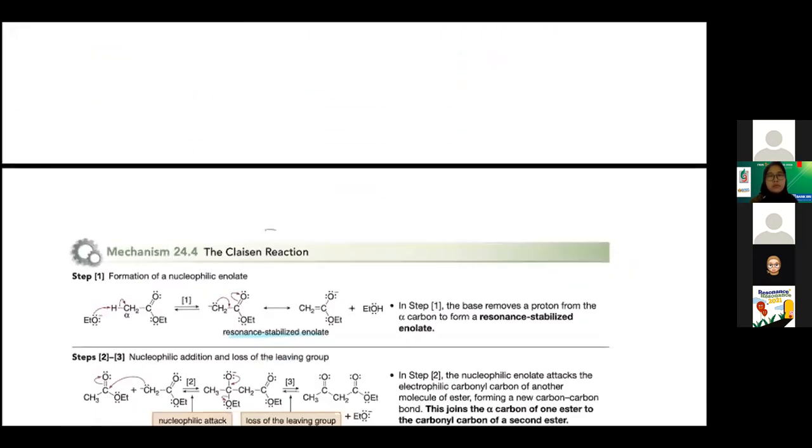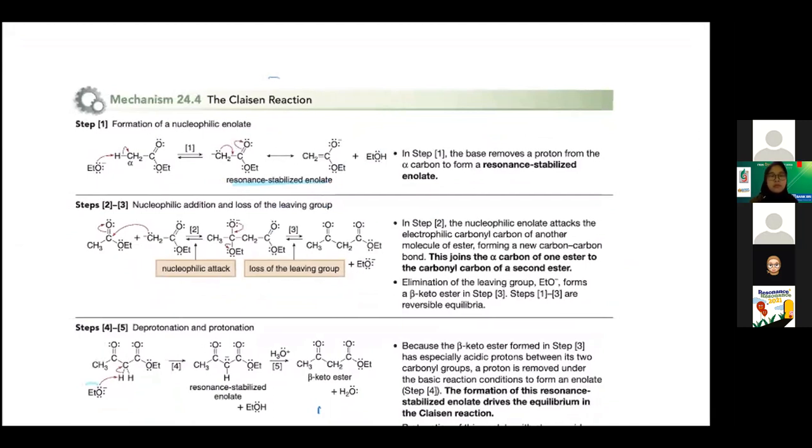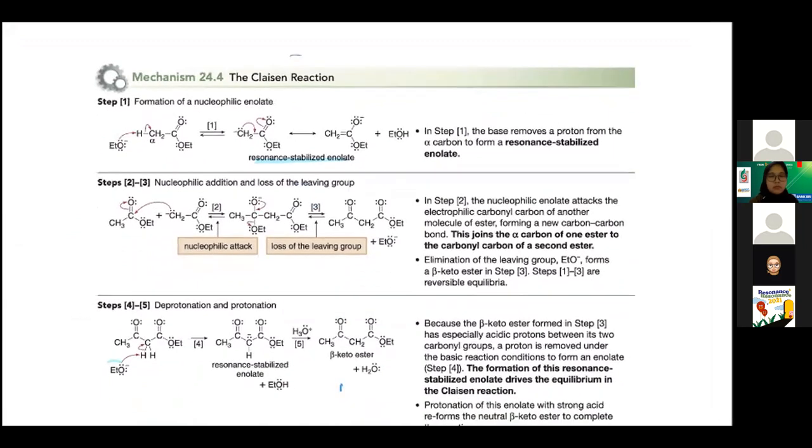Next slide, the mechanism. Several steps are needed in the Claisen reaction. At first, the first step is the formation of the nucleophilic enolate. This is the alkoxide, the basic base, that takes the proton here, and the electron goes back behind this carbon, forming the enolate, which equilibrates among several forms.